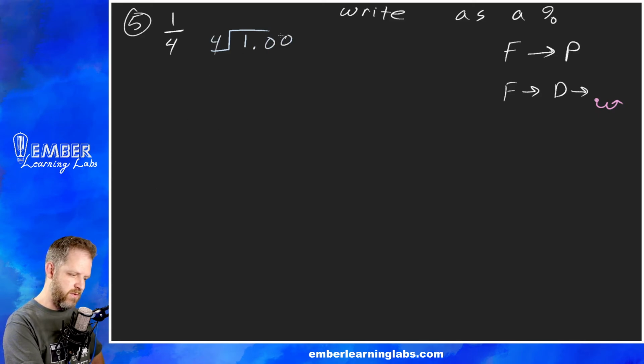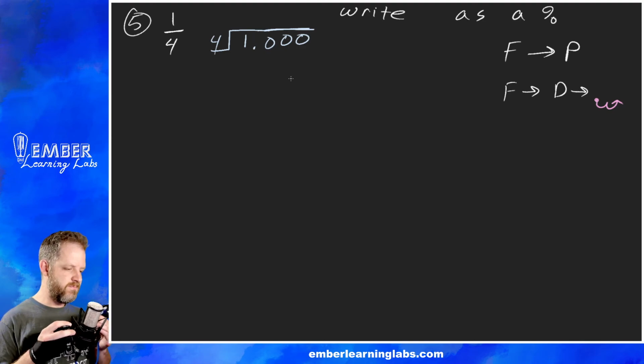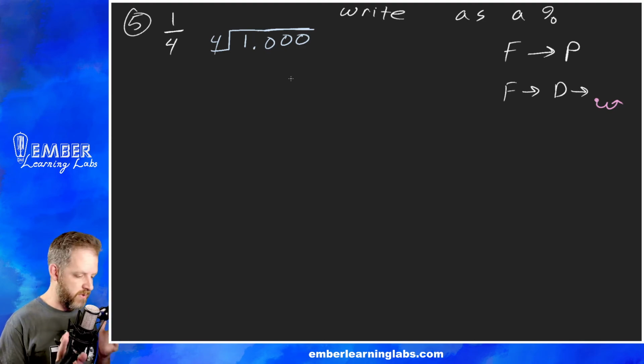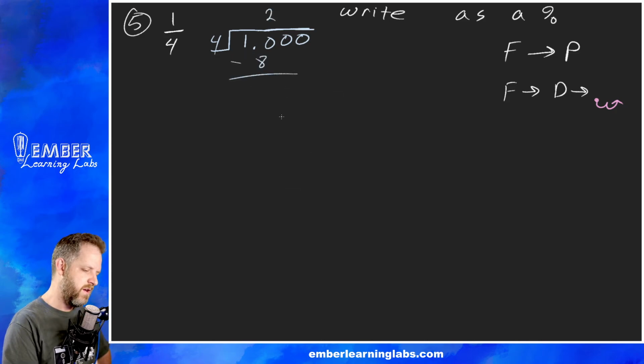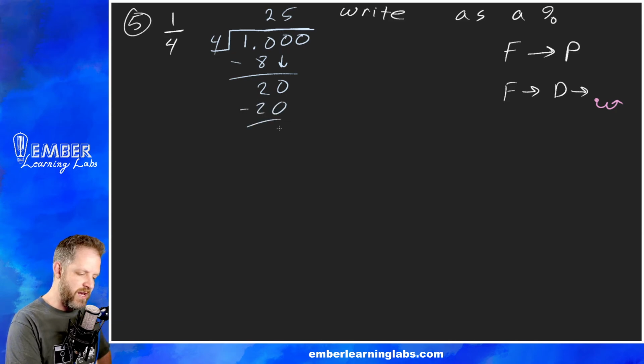Point, and then 0, 0. That's the most we'd ever have to go, to the thousandths place. We may not have to go that far on this one, but that's the most we would have to go if we had to go out further. 4 goes into 10 twice. 2 times 4 is 8. Subtract it. We got 2. Bring down the 0. 4 goes into 20 5 times. We don't have to go any further because 5 times 4 is 20, and we end up subtracting and end up with 0. So don't forget to float up that decimal point.